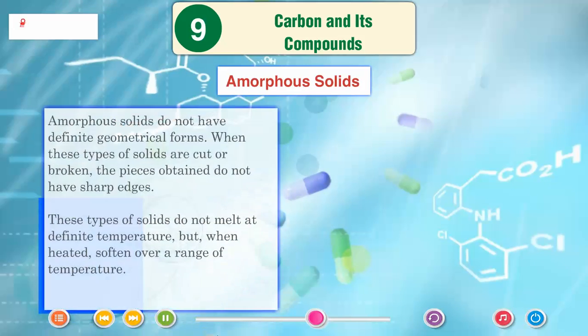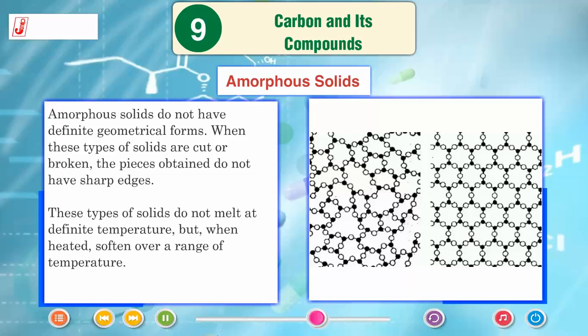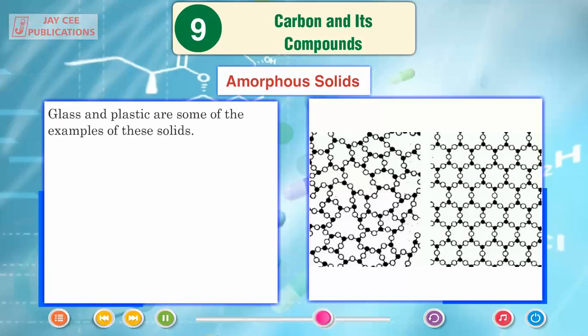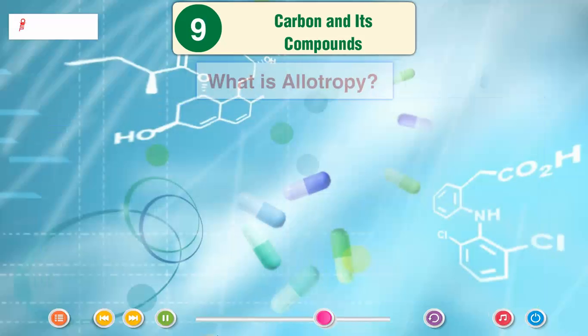Amorphous solids. Amorphous solids do not have definite geometrical forms. When these types of solids are cut or broken, the pieces obtained do not have sharp edges. These types of solids do not melt at a definite temperature, but when heated, soften over a range of temperature. Glass and plastic are some of the examples of these solids.